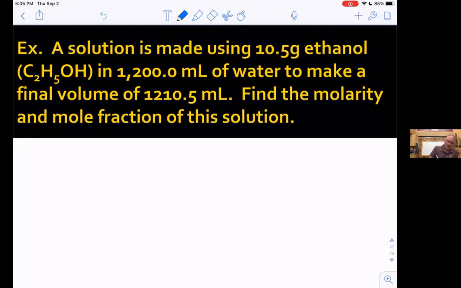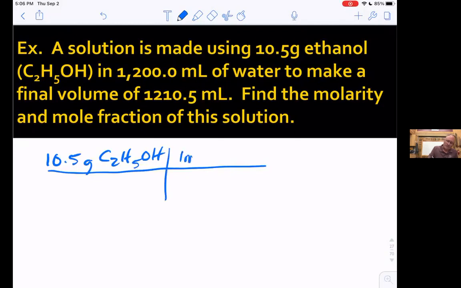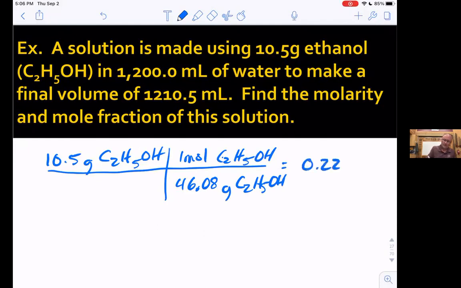If I've got 10.5 grams of ethanol, which is C2H5OH, I can change that to moles very easily. 1 mole of ethanol is 46.08 grams. Now I've done the calculation ahead of time, but it's just 2 carbons, 6 hydrogens, and an oxygen. 46.08 grams of C2H5OH. And then what you end up getting is approximately 0.288 moles of our ethanol.